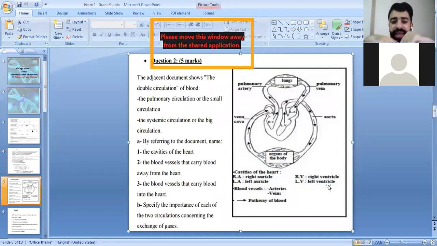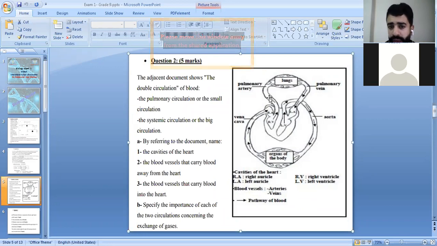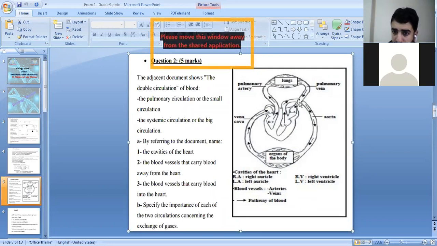The blood vessels that carry blood away from the heart. Away from the heart, this is the heart. Away, you have the pulmonary artery carrying blood away, and the aorta carrying blood away. While to the heart, we have the pulmonary vein moving the blood to the heart, and the vena cava moving blood to the heart. That's it. It's all in the graph. You have to mention the figure, best. Only the figure.